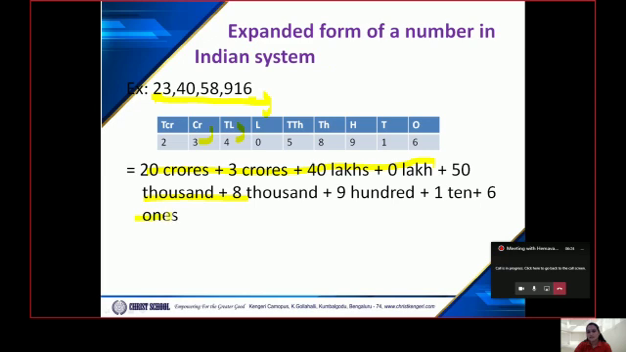Okay. And then what is the other way? Another way is to write the numbers using only numerals, no words. Only numerals are used to expand the numbers. In other words, the same thing you write in number or numeral form. So let's see, it is 2 into 10, 20 crores.